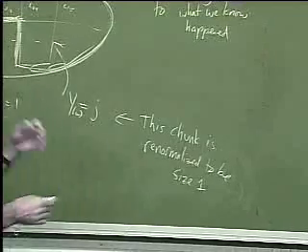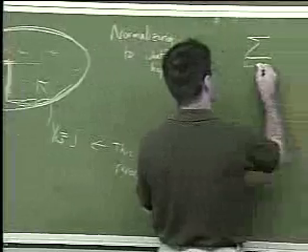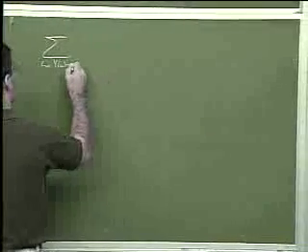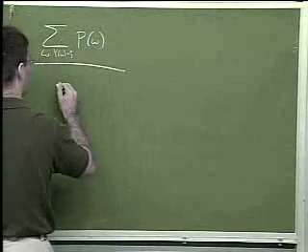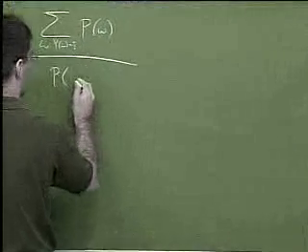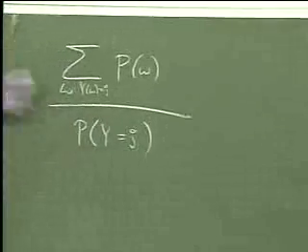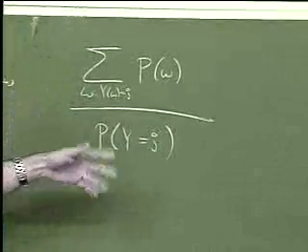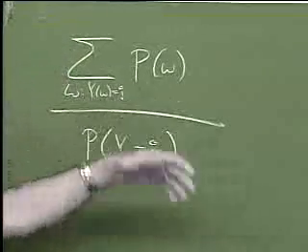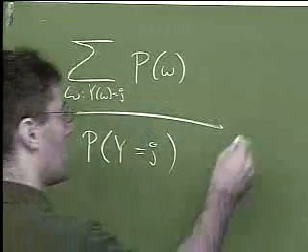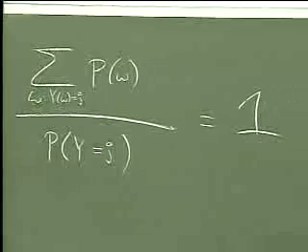Right? So what am I talking about? The sum over omega, where Y of omega equals j, of P of omega divided by the probability that Y equals j. These are the same thing, right? The probability that Y equals j equals the sum over the omega where Y equals j. Right? So this is going to be 1. I mean, that's the renormalization. Okay?